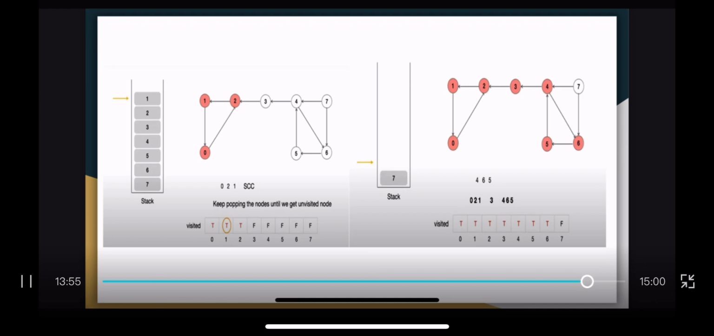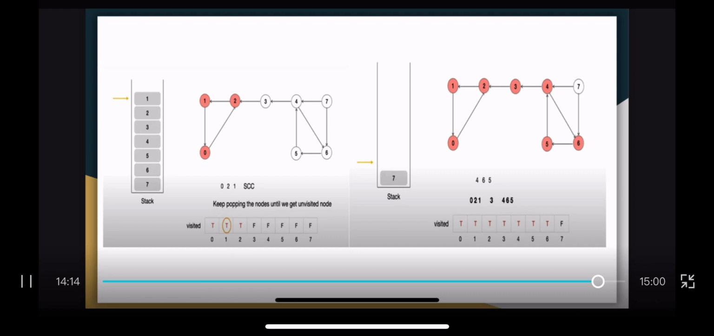And now we're going to pop 7 from the stack, so we start the DFS from 7. And the only reachable node from 7 is 6. So we visit 7 and 6. So these two nodes form a strongly connected component. Then we pop 6 from the stack, and it has already been visited, so we're going to ignore it.